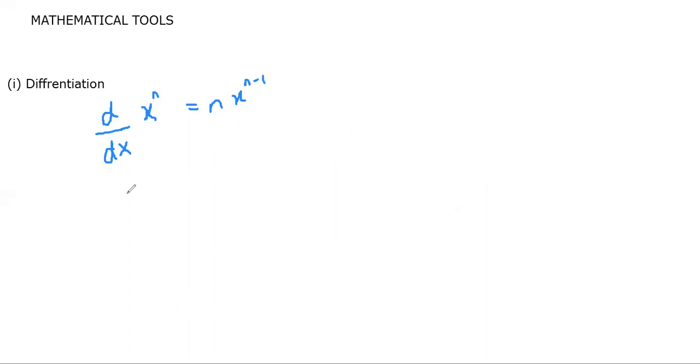Next formula, d by dx of a constant is 0. D by dx of a constant, let us say the constant is a, is equal to 0. See, d by dx means differentiation with respect to x, but if you are differentiating something which is not x, the answer would be 0. Got it? If I say differentiate 2 or 3 or 4 or 5 or 7, those are constant numbers, or differentiate pi, these are constants. So when you differentiate a constant, the answer would be 0.